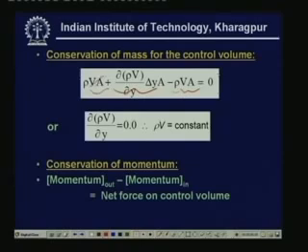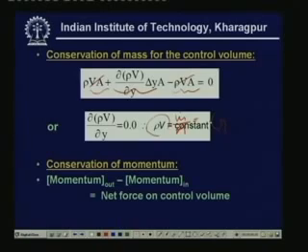So this term gets cancelled, and finally you find that dou rho v by dou y is equal to 0, and that means rho v is constant. Rho v is nothing but mass flow rate divided by area, and this is equal to what is known as mass velocity G. So finally the conservation of mass states that the mass velocity G through the capillary tube remains constant.